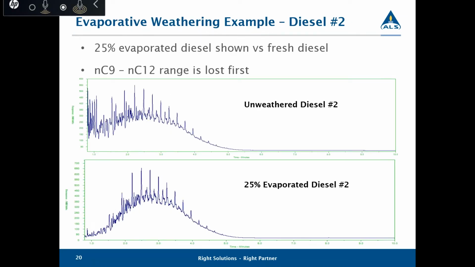And we are looking here at an example of the evaporative process on the diesel standard. So we try to mimic this process in the lab. We evaporated pure diesel by 25%. And when you compare those two chromatograms, you can see that losses of components are targeted in the C9 to C12 range. So those are the lighter components. In the 25% evaporated diesel, you cannot see those peaks. They disappear, they are gone.